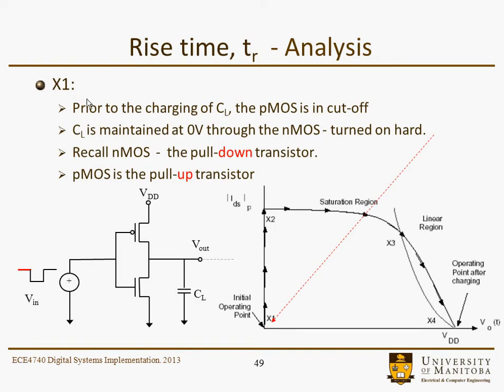This is in a little bit more detail. This was point X1 prior to the charging of CL. The PMOS was cut off, and the output capacitance is maintained at 0 volts through the NMOS transistor, which is turned on hard. And you just recall that the NMOS is a pull-down transistor. It's very good for passing logic 0, and the PMOS is the pull-up transistor, very good for passing logic 1. This is our little schematic, and this is the state that we're at now, at this initial operating point.